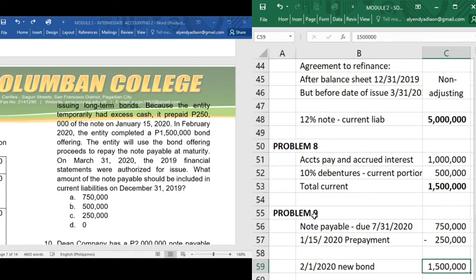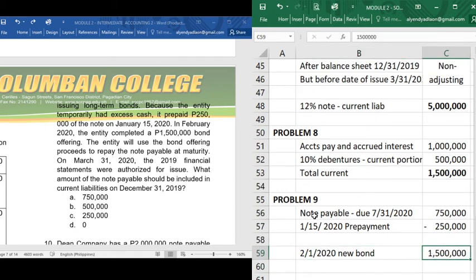So, he borrowed anew, to pay the 750,000 upon maturity, this 1,500,000. Okay? On March 31, 2020, the 2019 financial statements were authorized for issue. What amount of the note payable should be included in current liabilities? Okay, take note. The 750 was due currently.